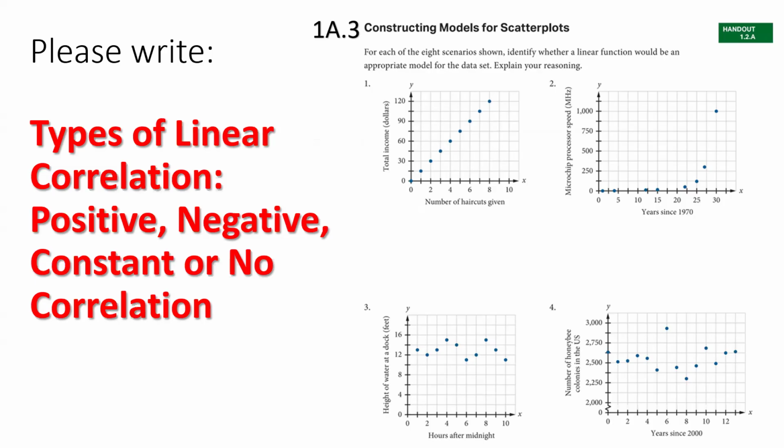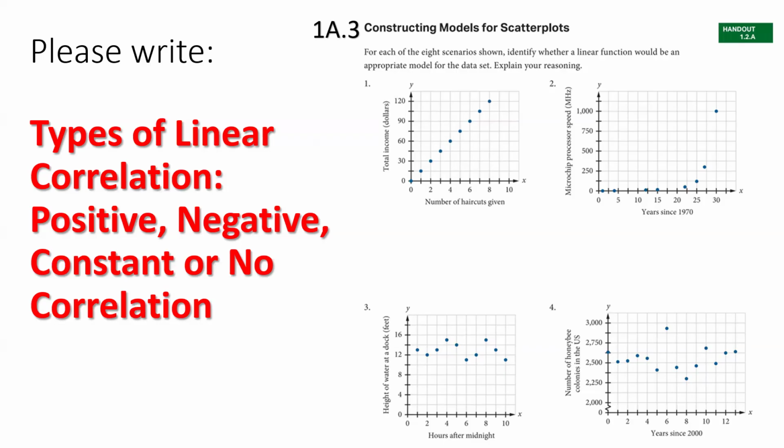All right, so there are types of linear correlations when you're looking at a scatter plot. There are other types of correlations as well: there's a quadratic correlation, there's an exponential correlation, but in particular, we're looking at whether there is a linear correlation. Linear correlation comes in four options. You have a positive, which means that as you look at the data from left to right, all the points are generally increasing. Does that make sense?